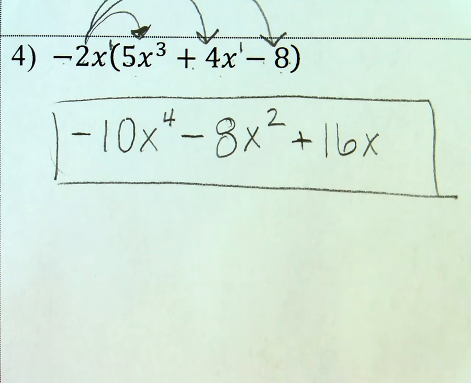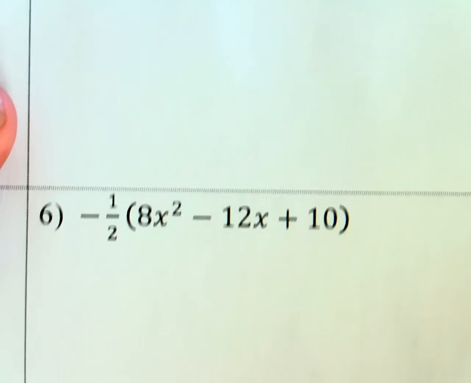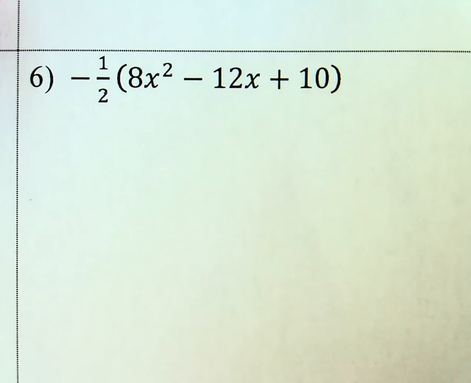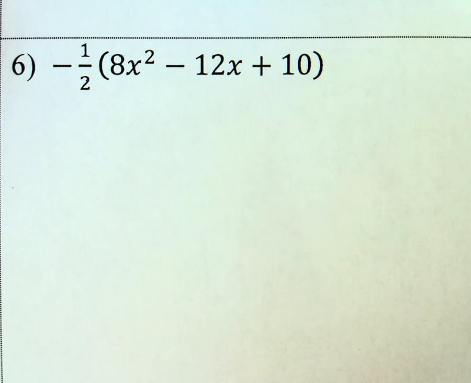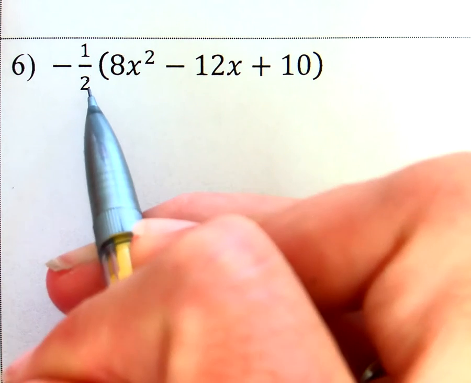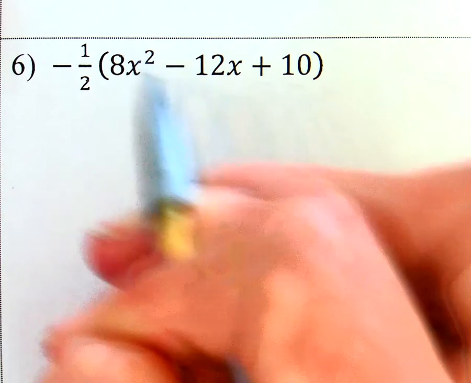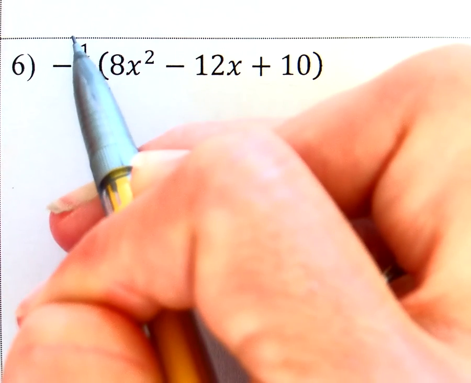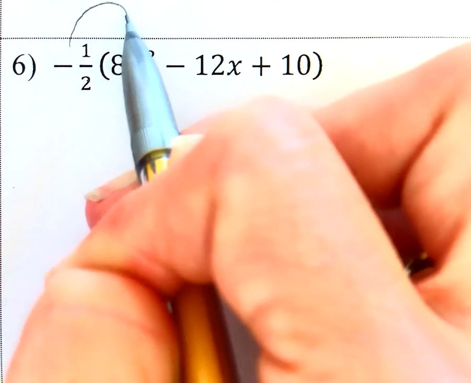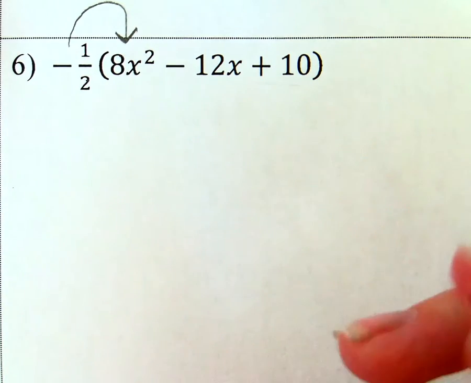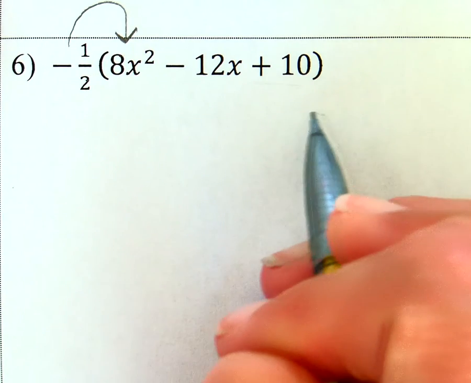Now I'll show you one with a fraction. This one takes a little more scratch work, but it's just as simple as the others. So I'm going to distribute this -1/2 to all the terms inside the parentheses. So I have -1/2 times 8x squared. So I'm going to come over here and do scratch work on the side.